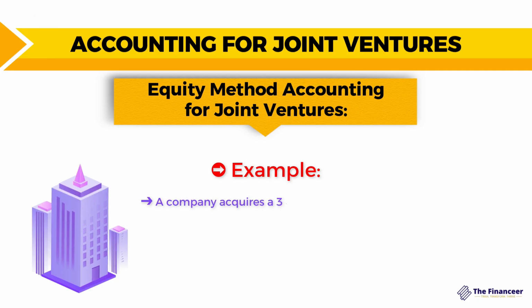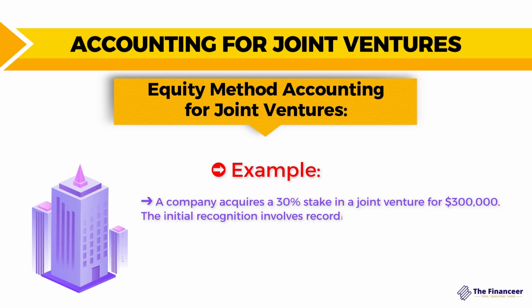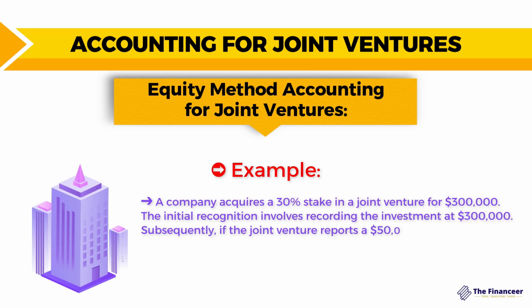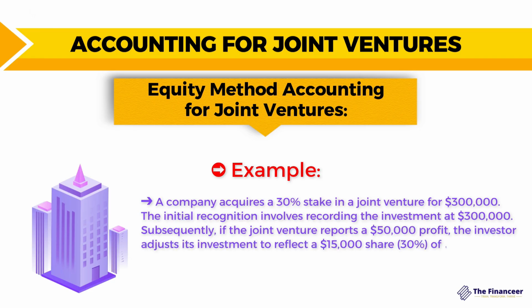So for example, a company acquires a 30% stake in a joint venture for $300,000. The initial recognition involves recording the investment at $300,000. Subsequently, if the joint venture reports a profit of $50,000, the investor adjusts the investment to reflect 30% of that profit, because this profit is considered a change in the net assets. So we consider 30% of this profit, which is $15,000, and we add it to the value of the investment. So the value of the investment will increase by the percentage of the profit.